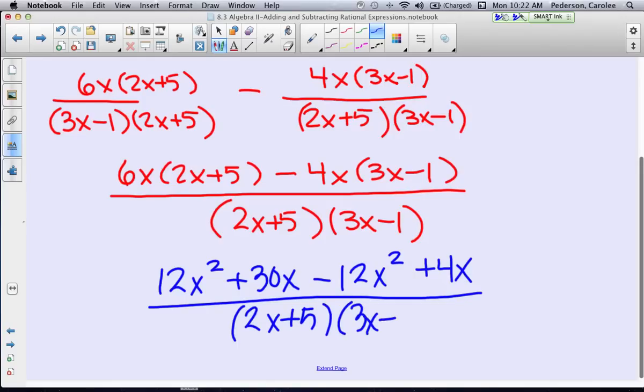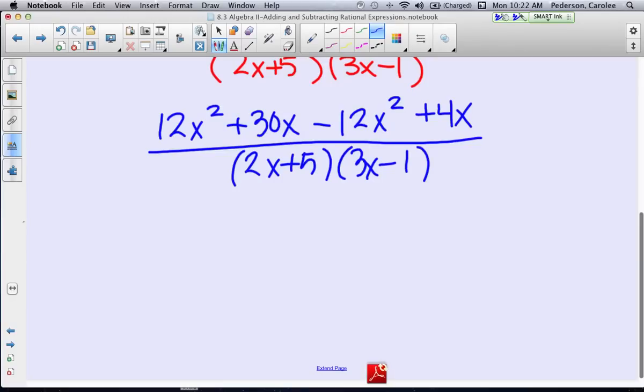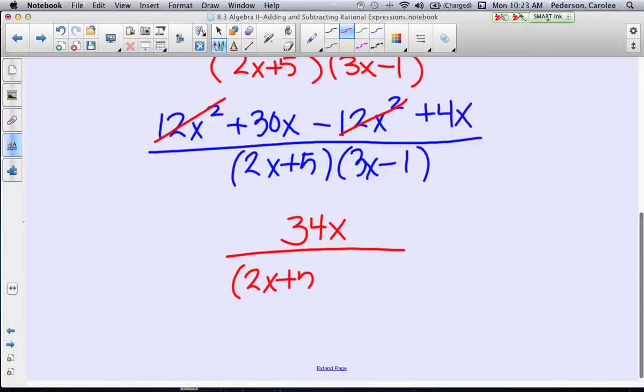and 3x minus 1. Now I look to see if there's any like terms. In the numerator, the 12x squared and the negative 12x squared will cancel. And then we have 30x plus 4x, which is 34x over 2x plus 5 times 3x minus 1. And there's our final answer.